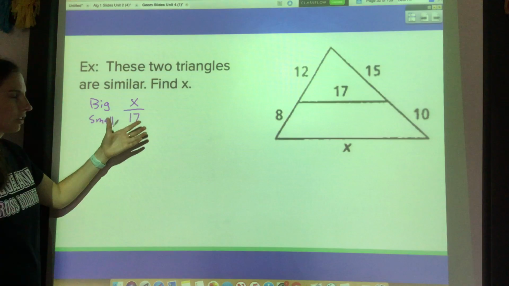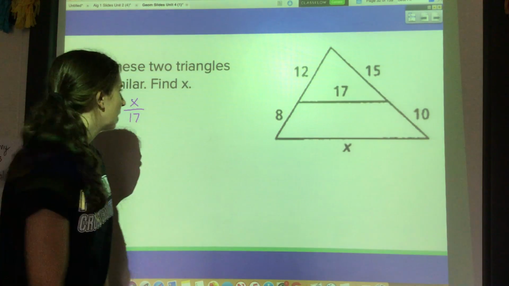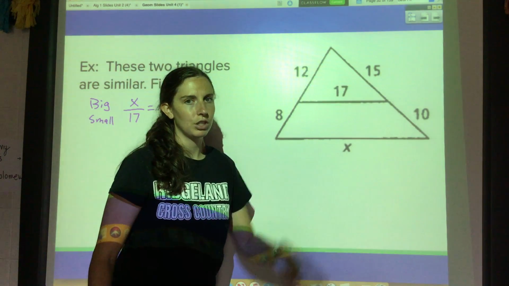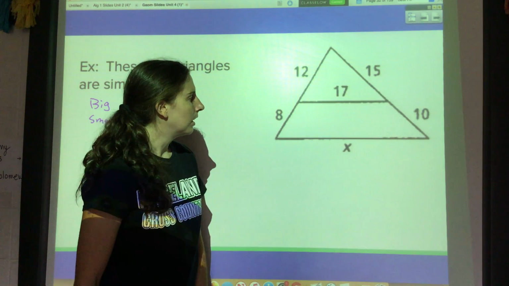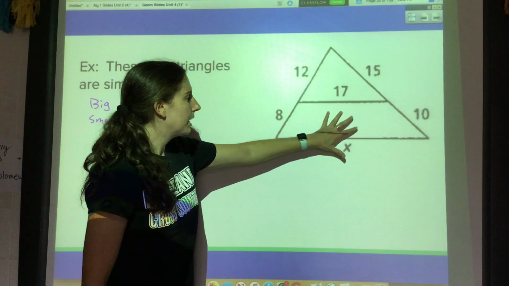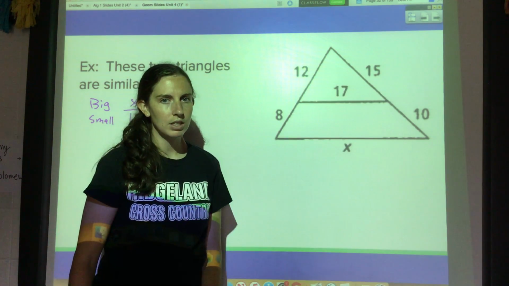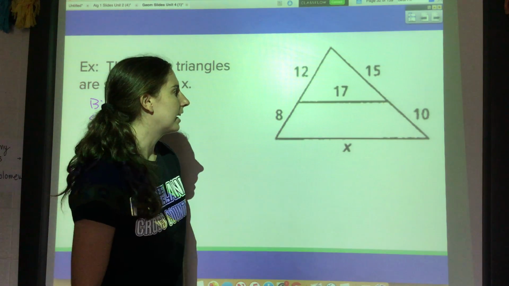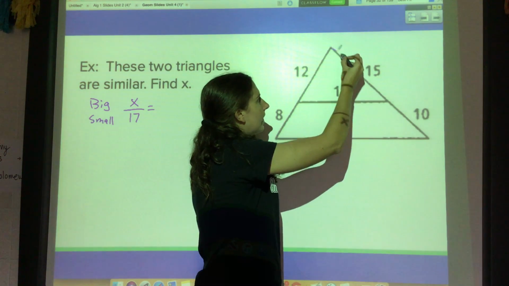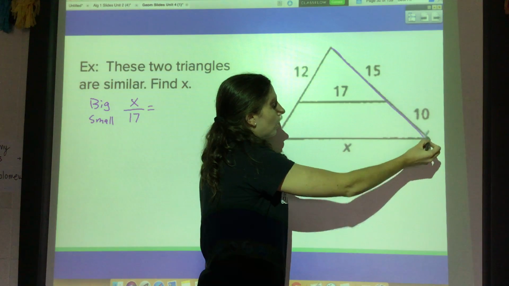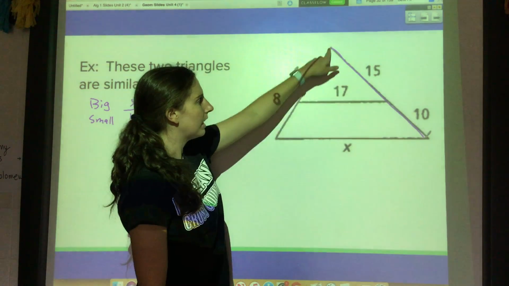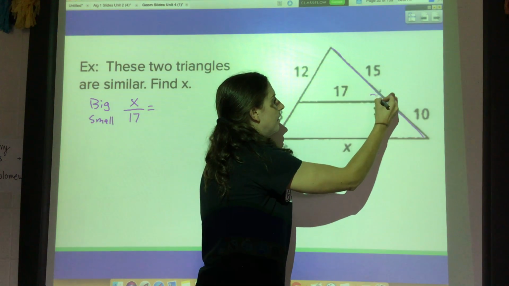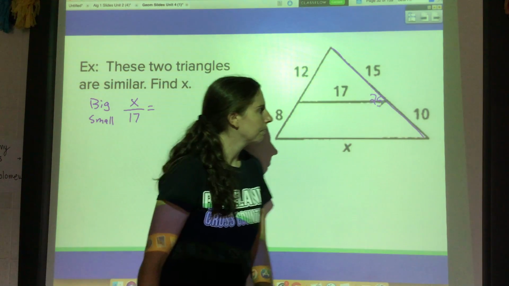I'm not going to be able to solve x over 17, so I need it to equal something. Basically, I need to pick another ratio from these two triangles. So if I went big triangle to small triangle, what's another ratio that I have here? You're going to need to do a little bit of adding. What is the length of this long side of this triangle? Well, that would be 15 plus 10, so 25 is the length there.